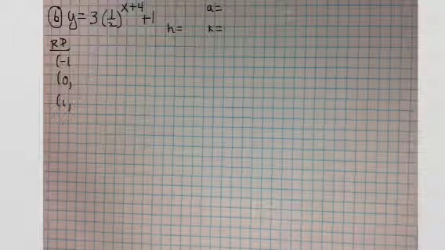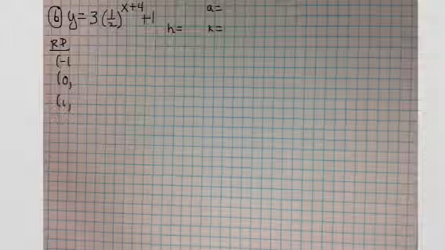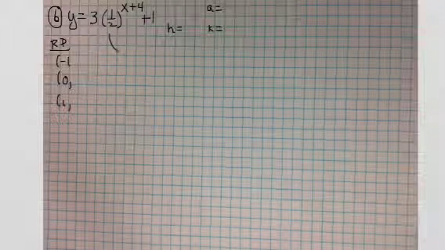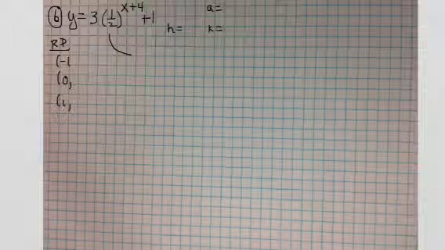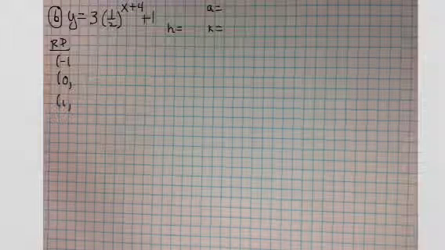Alright, number 6. First thing I notice here is that the base is a half. So that tells me that this is a decay function. So I know that the initial function is going to have this kind of shape. Again, it might change due to reflections over the x-axis, but initially that's how it starts out. Okay, let me erase it right now.